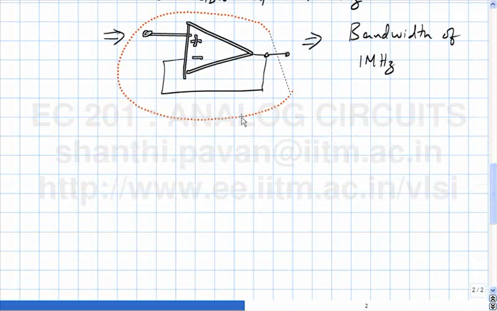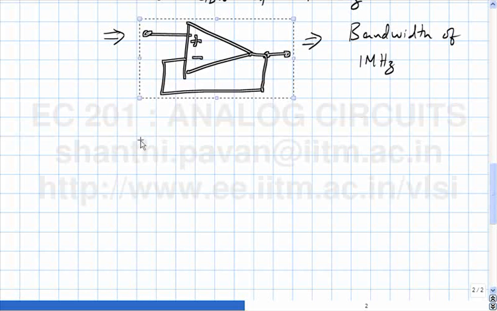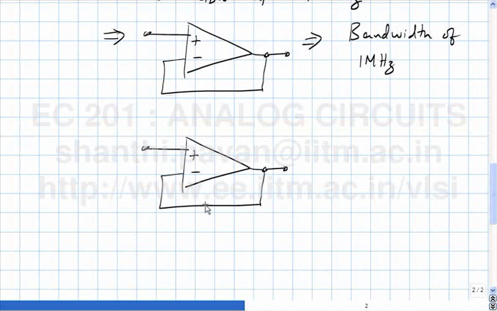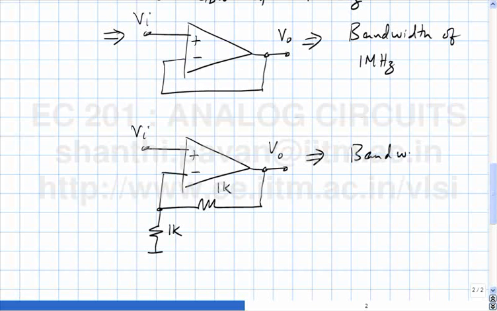Now, if I did this, what is the closed loop gain? The closed loop gain is 2, and the bandwidth will be about 500 kilohertz.